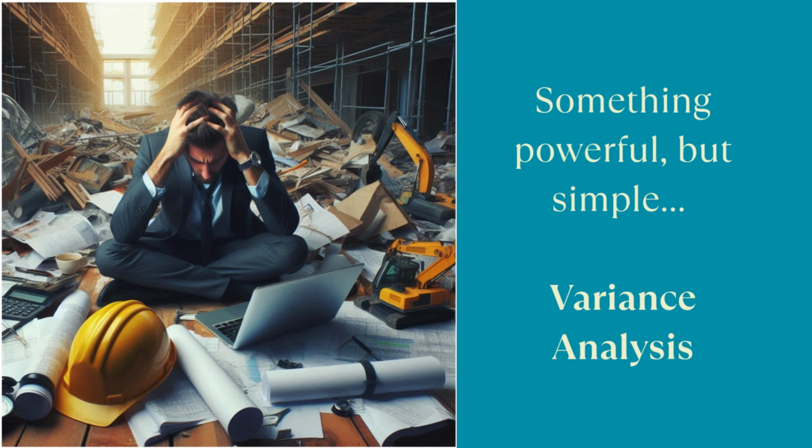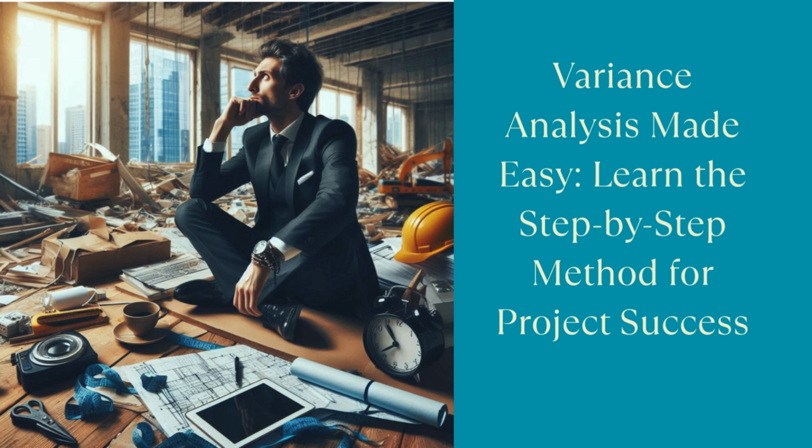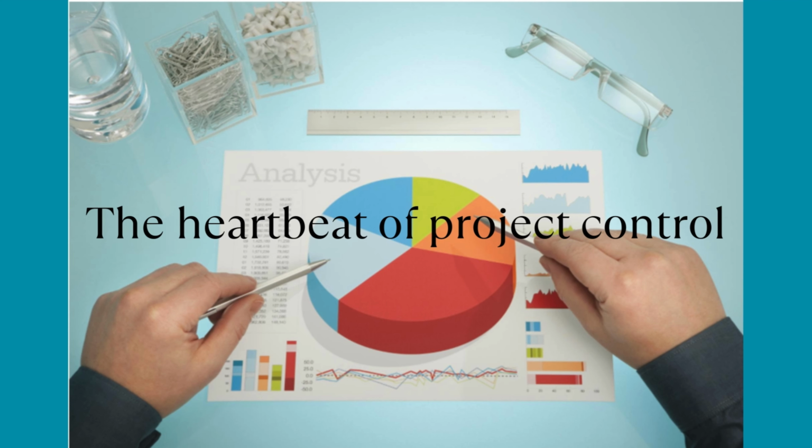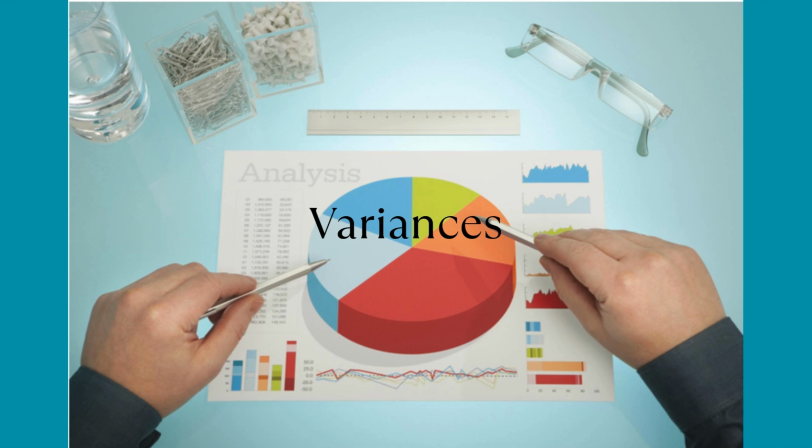Variance analysis. Variance analysis made easy. Learn the step-by-step method for project success. Variance analysis is the heartbeat of project control. It's the process of comparing what you planned with what actually happened. You find the gaps, called variances, and understand why they happened.